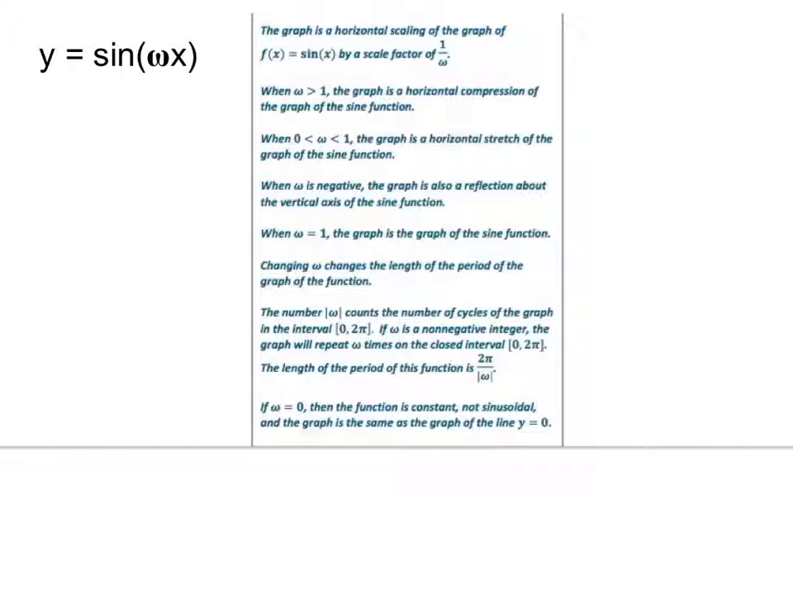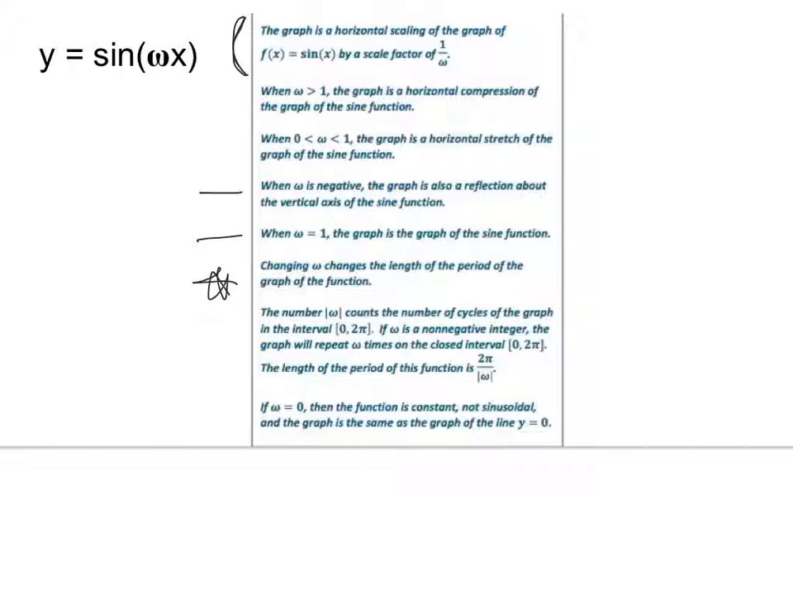The graph is a horizontal scaling of the graph of f of x equals sine x by a scale factor of 1 over omega. When omega is greater than 1, the graph is a horizontal compression. When omega is between 0 and 1, the graph is a horizontal stretch. When omega is negative, the graph reflects about the vertical axis. When omega is 1, it's just the sine function. Changing omega changes the length of the period of the graph of the function. Okay?